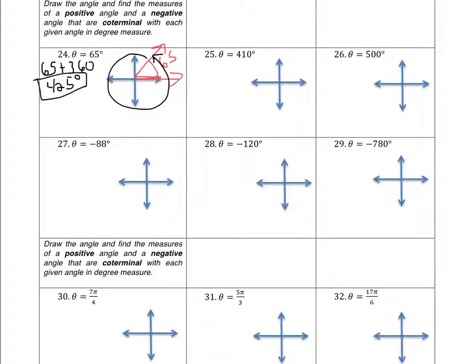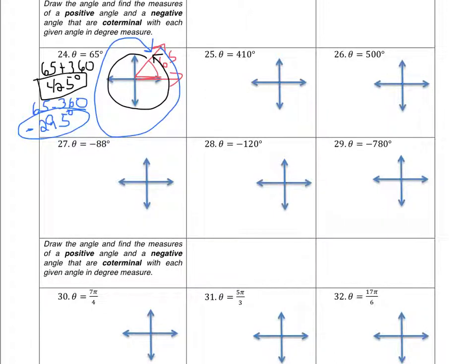And then if I take that same angle and subtract, so if I start at 65 and subtract and go backwards, I can get a negative angle. So if I have 65 minus 360, then I have negative 295. So those are my positive and my negative coterminal angles. Go ahead, pause the video and try number 25.